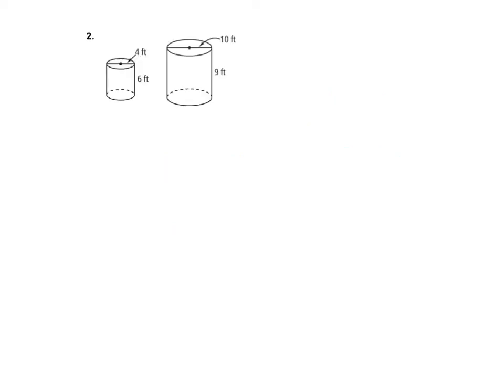Okay, so the next one, again, I'm going to go in order. 4 is to 10, 6 is to 9, and those two have to be equal to each other. If I divide by 2, by 2, by 3, by 3, I can already see that they are not the same, because this one is 2 over 3. They are not the same, so these two figures are not similar.